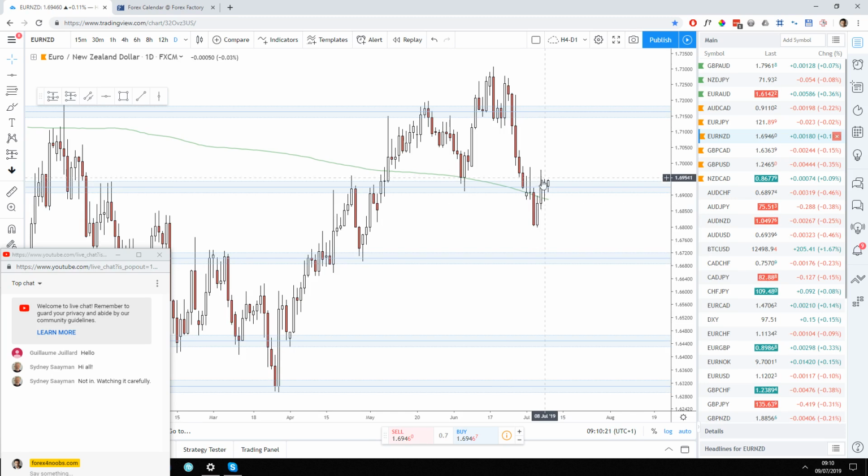Euro, New Zealand, I had this marked yesterday. Now I remember. I had this marked yesterday thinking it might stall out here and then continue down, but it doesn't look like it's going to. It looks like we're seeing some euro strength, which is quite good. So it doesn't look like this is going to stall out and continue down, so I'll unmark this one too.